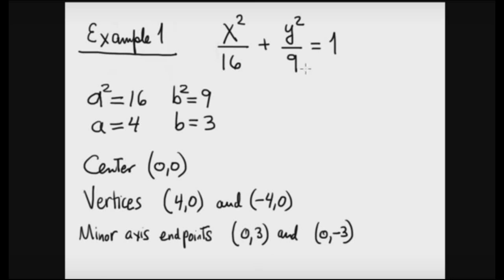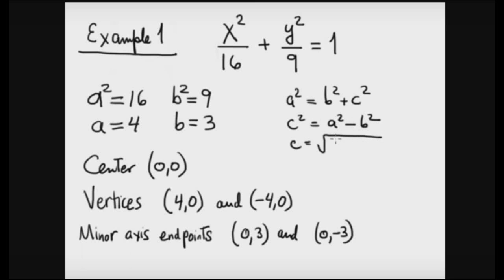Okay, let's compute now the foci. The relationship is a squared is equal to b squared plus c squared. A is 16 and c squared is the foci. This is the thing I tried to look for. A squared, 16, minus 9 is 7, and this is c, the square root of 7. And the square root of 7 is approximately, put in the calculator, 2.65, approximately.